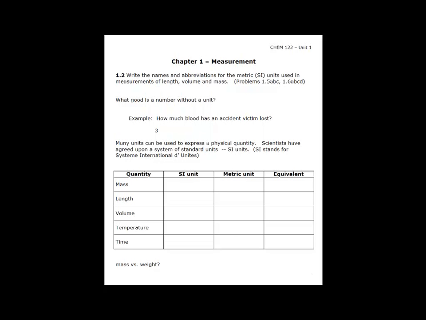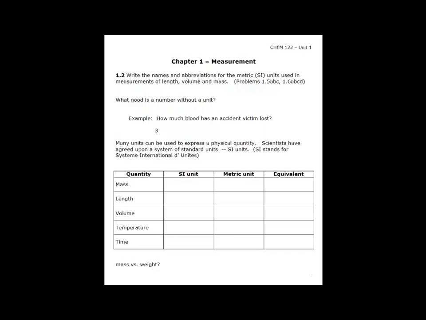Okay, we're going to start off in Chapter 1, and to begin, we're going to learn the names and abbreviations for commonly used units in science. So we'll go over the units of length, volume, and mass.